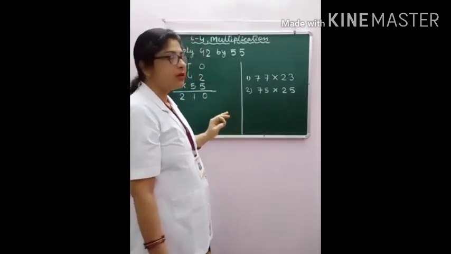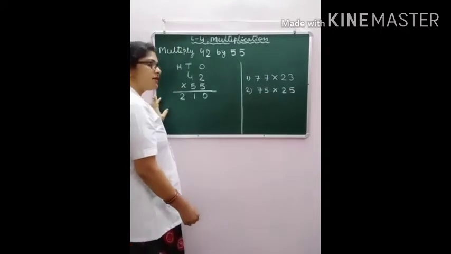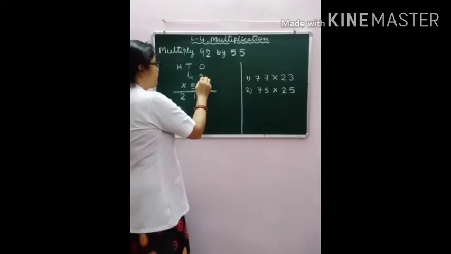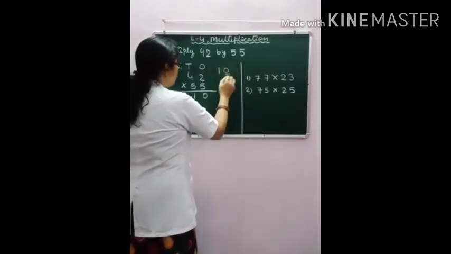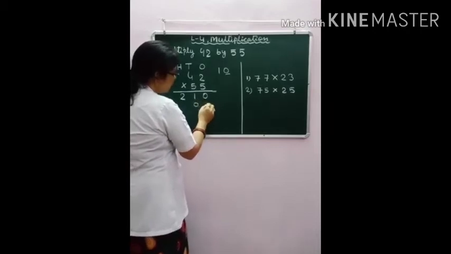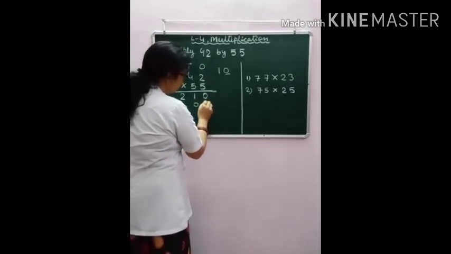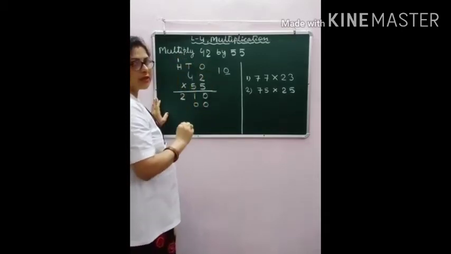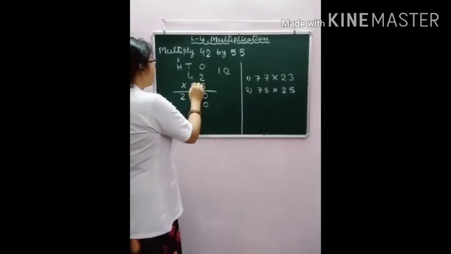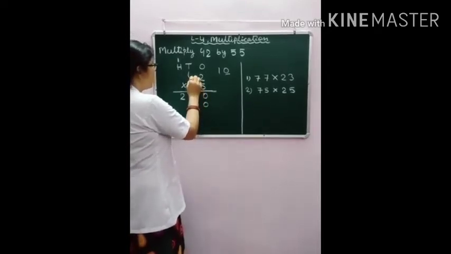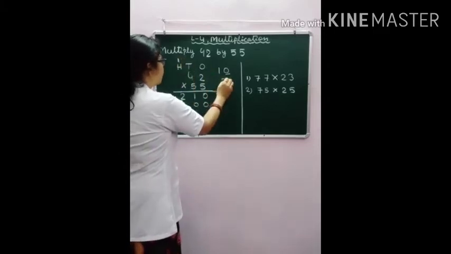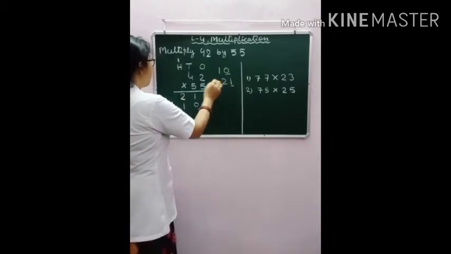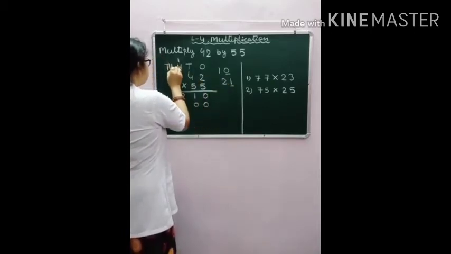Now we will multiply by the second digit, means the digit at the 10th place. So 5 2s are 10. We will write 0 at the 10th place and we will write also 0 at the 1st place as we have did earlier. Now 1 will be carried forwarded to the next place. Now move to the next. 5 4s are 20. 20 plus 1 is 21. We will write 1 at the 100th place and 2 at the new place, means 1000th place.